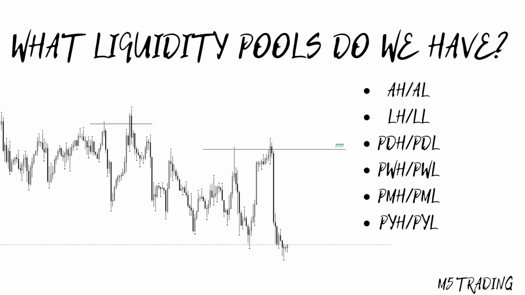What liquidity pools do we have? We have session highs and lows, so Asian high, Asian low, London high, London low. We have previous daily high, previous daily low, previous weekly high, previous weekly low, previous monthly high, previous monthly low, and previous yearly high and previous yearly low.